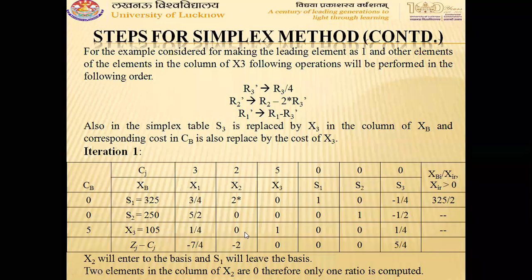Then two elements of x2 are 0, so those two ratios are not calculated, whereas one element is positive. For that element we divide the element of XB, which gives 325 upon 2. Since it is single, it is treated as the minimum. So S1 will leave the basis, and the column of x2 and row of S1 intersect at 2, so our leading element will be 2. In the next iteration we make it 1 and the two other elements 0. So there is no need to perform operations on the other two rows. We only divide the first row by 2.